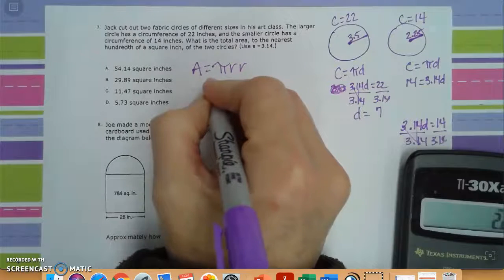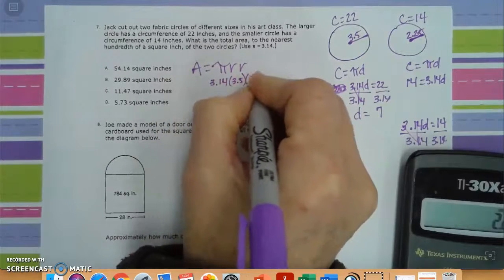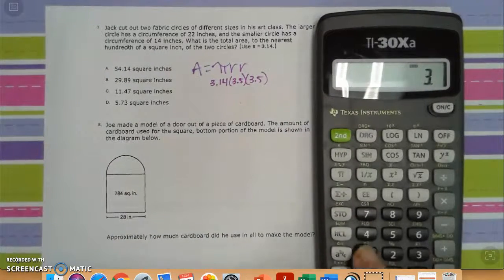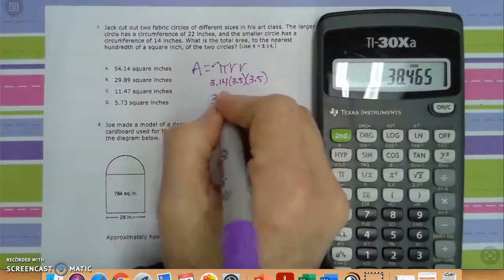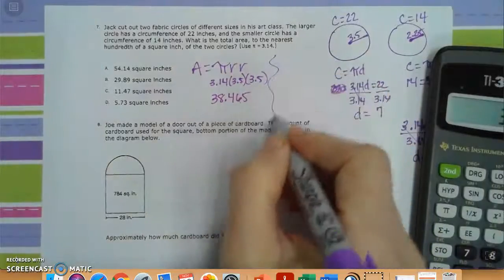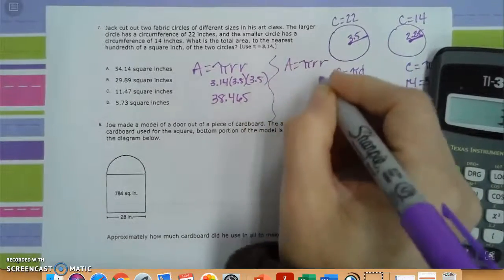So now I need to turn around and do the area with this circle, which is going to be 3.5. So 3.14 times 3.5 times 3.5. If I multiply all that together, I get 38.465. Okay, and then I need to do my smaller circle, which is still the same formula.